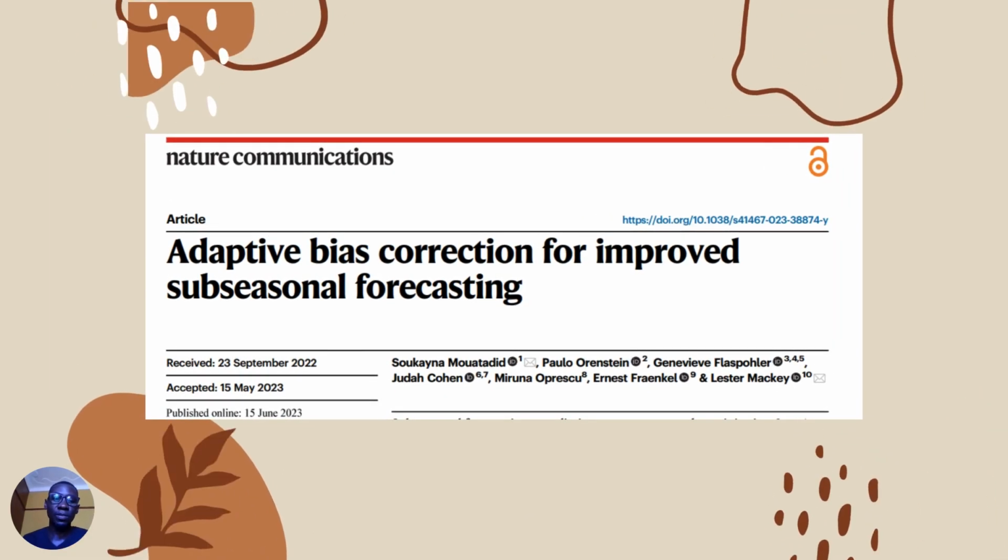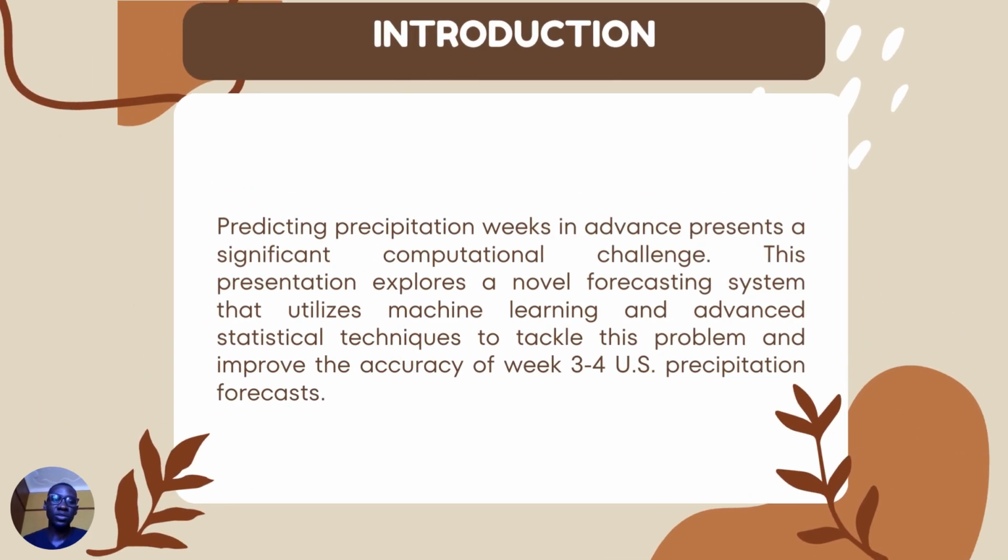The machine learning paper is called an adaptive bias correction for improved seasonal forecasting, and these are the authors of the paper. It was received on the 23rd of September 2022. Briefly, let's dive into the introduction.